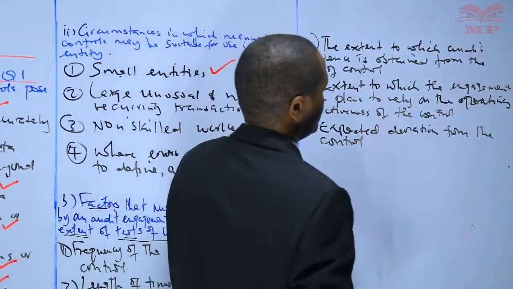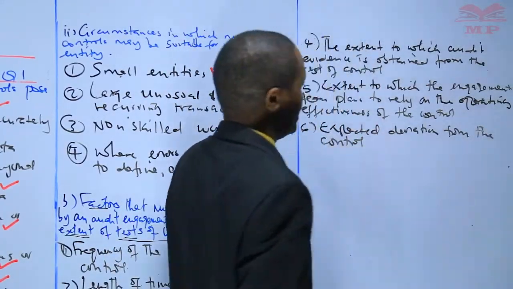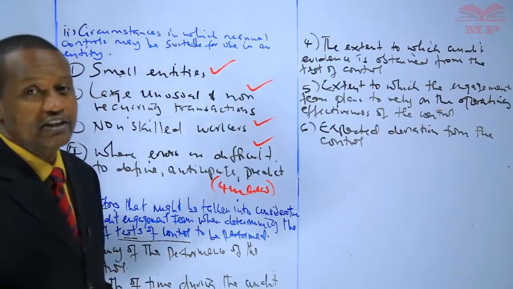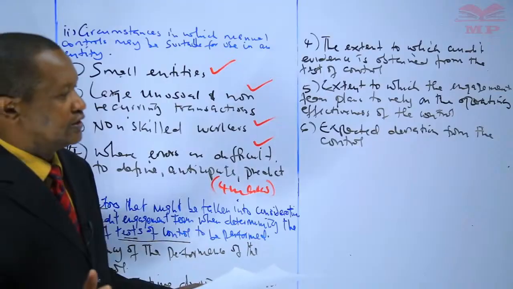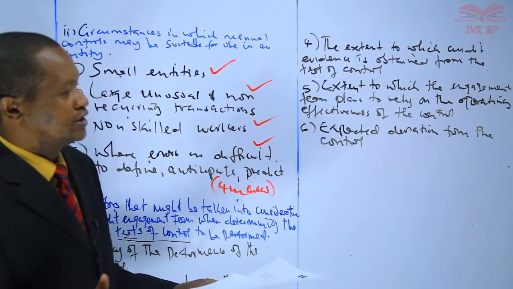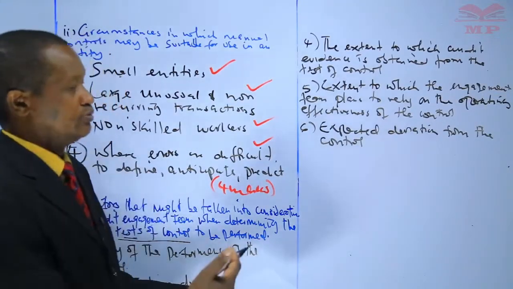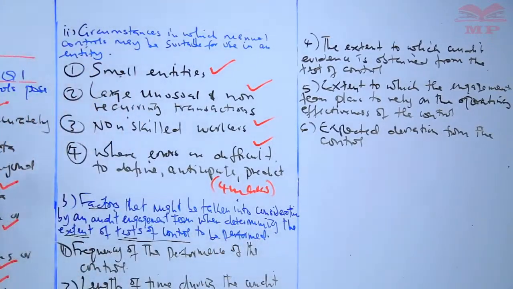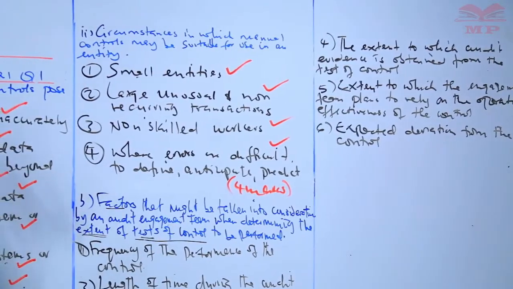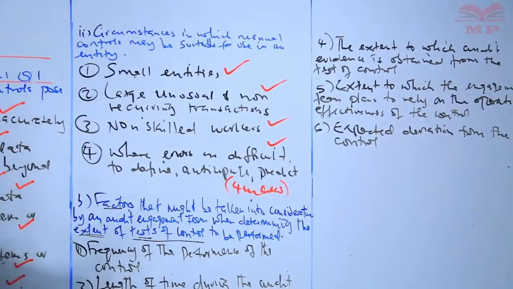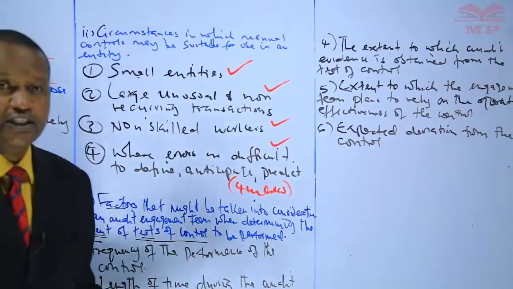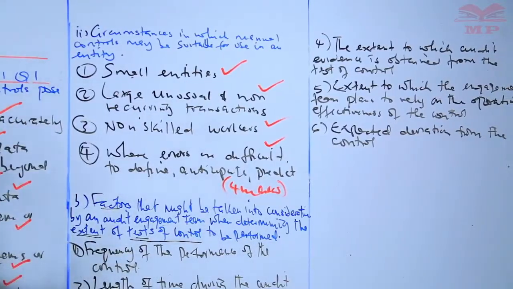Expected deviation from the control is another factor to consider. Is the deviation expected to be large, or is it expected to be small? If it is expected to be small, then it will affect the extent of the test of control. If the expected deviation is large, then the extent of the test will also be different. So that is a factor to consider.